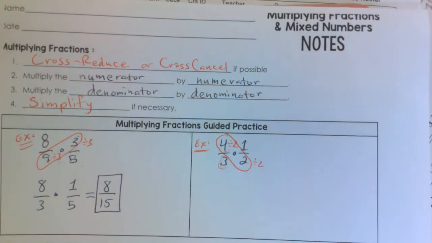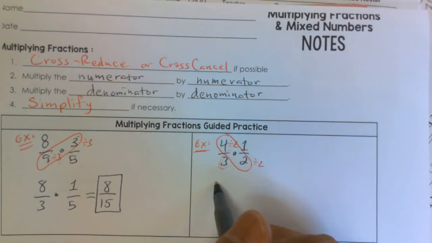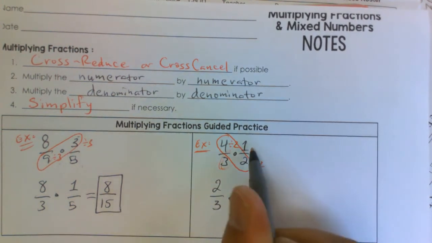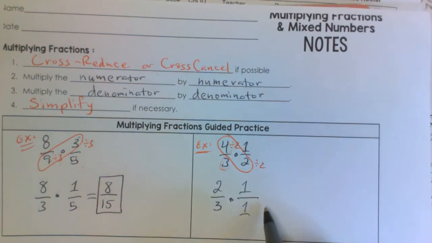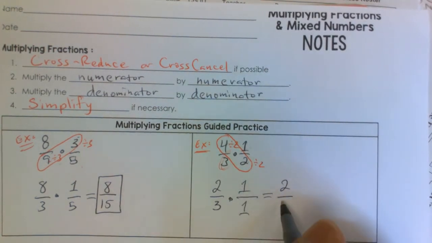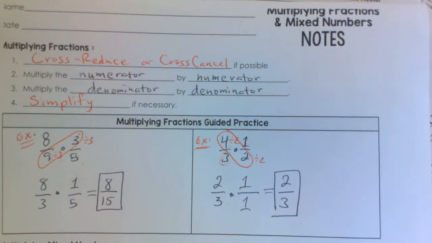There you go. So we're going to rewrite this, rename these fractions, and 4 divided by 2 is 2. It's over 3 still. And then the 1 stays the same, nothing's happened to it, but 2 divided by 2 is 1. So now our final answer is 2 times 1 is 2 in the numerator, and the denominator 3 times 1, which gives us 2/3. So now that is the final answer.